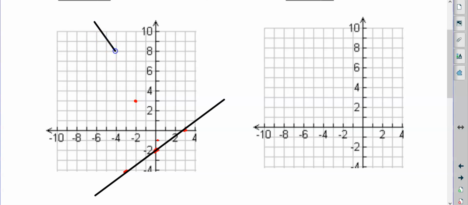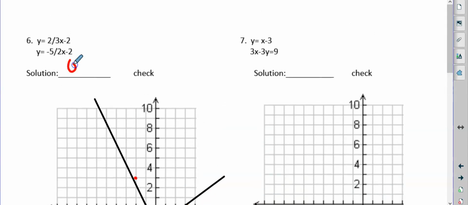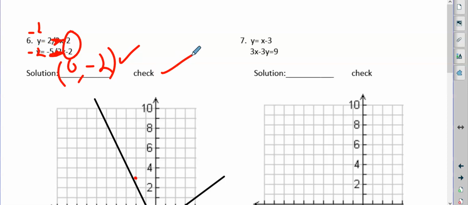And again, this one's kind of obvious. It is going to cross at 0, negative 2. Which again, we know that from that. So this one really does not require a check because the y-intercept is negative 2 on both. But if you plugged in 0, that makes that go away, and you get negative 2 equals negative 2. We're good to go.